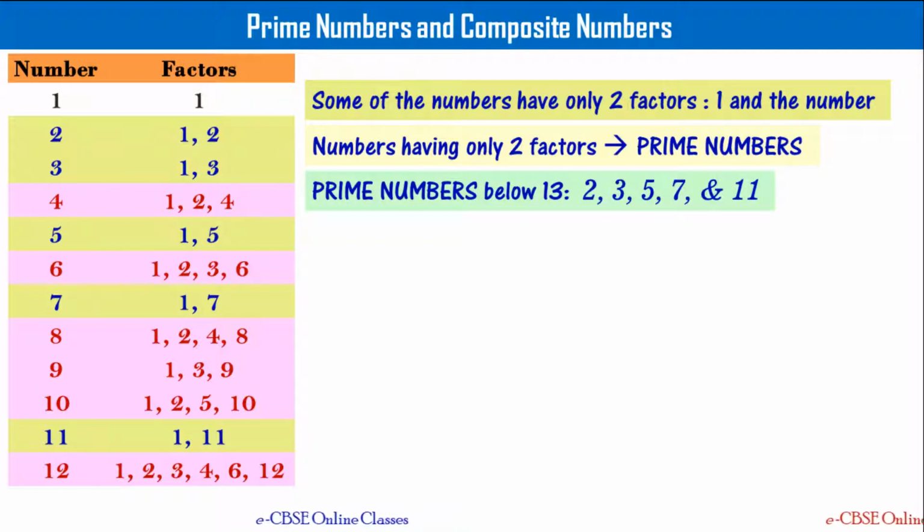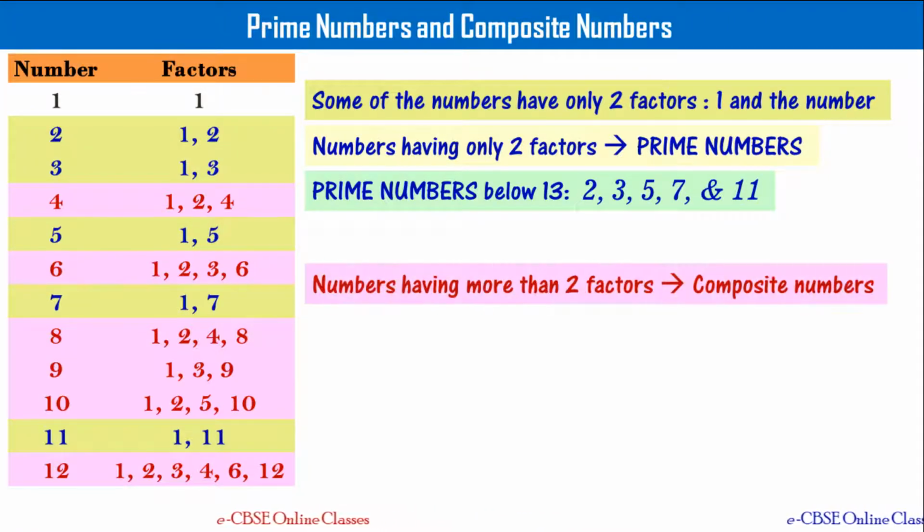From this table, you can now say that prime numbers are 2, 3, 5, 7 and 11, right? These are the prime numbers below number 13. Please take a note of that. The numbers having more than two factors are also seen. Those numbers are called composite numbers.